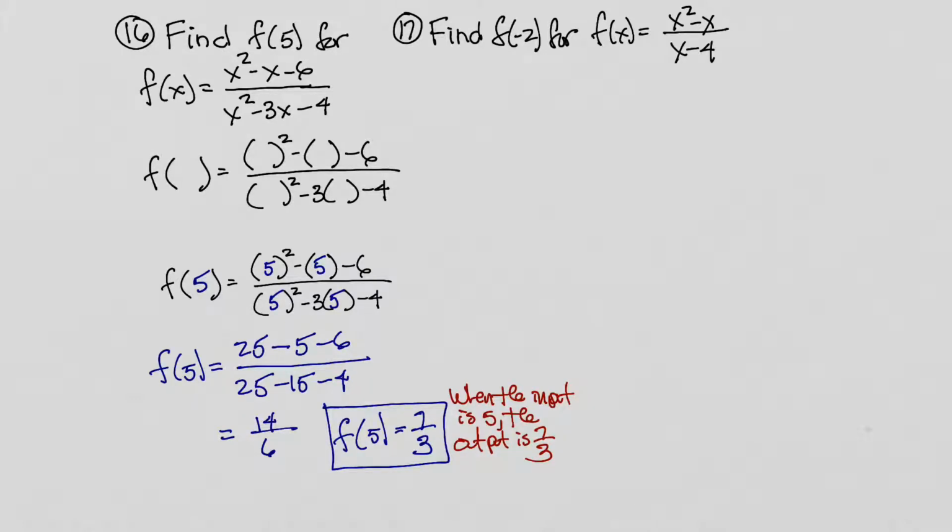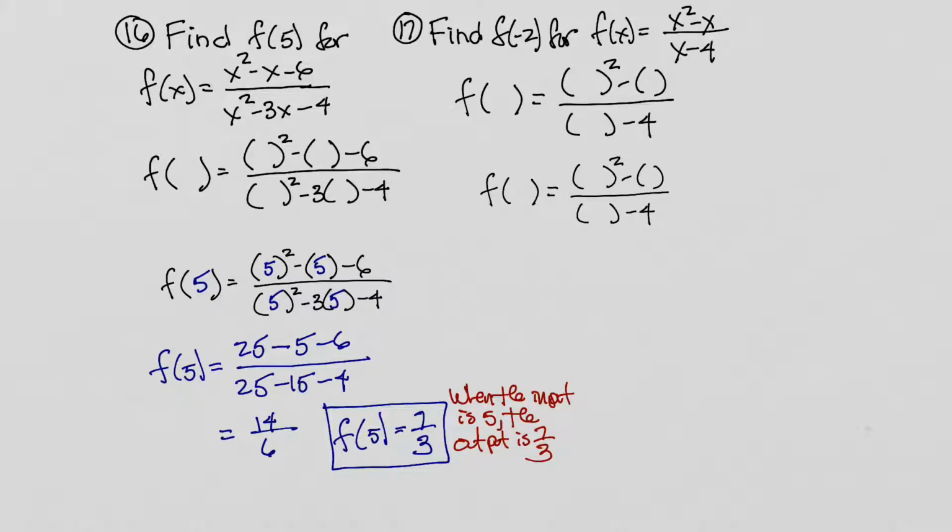So in 17, what we're going to do is work it pretty much the same way we did with 16. We're going to rewrite this with open parentheses everywhere we see an x. I'm going to write f, parentheses, equals, now this fraction, something squared minus something, over something minus 4. So all I did here is rewrite what I have up here, because now I'm actually going to fill in these numbers. Now if you're just doing this, you can just write the open parentheses and then put the numbers in right here. But I'm going to rewrite it here.